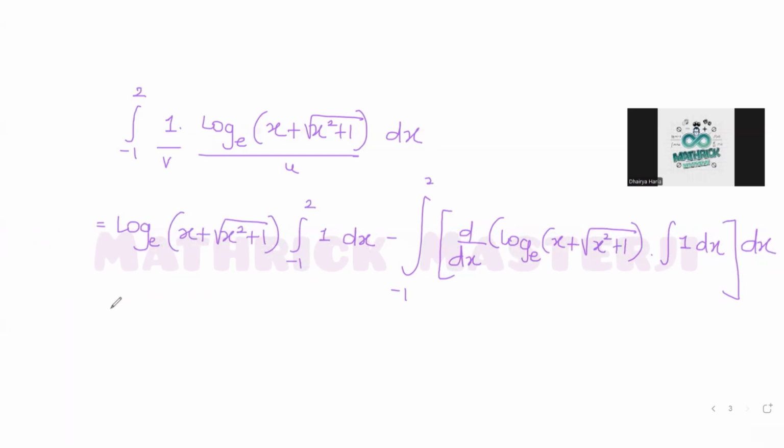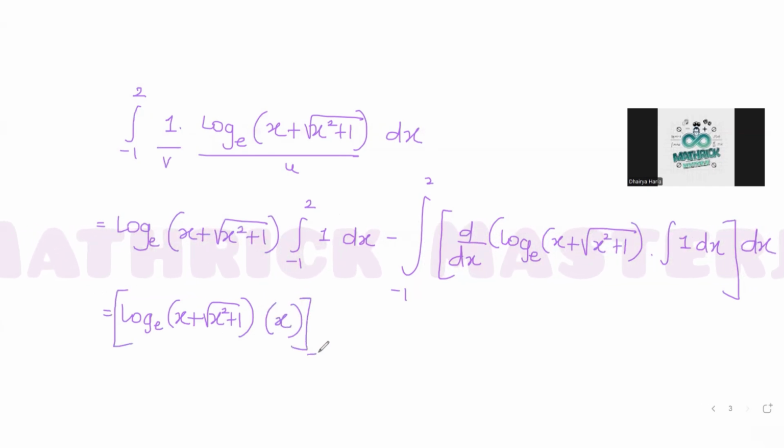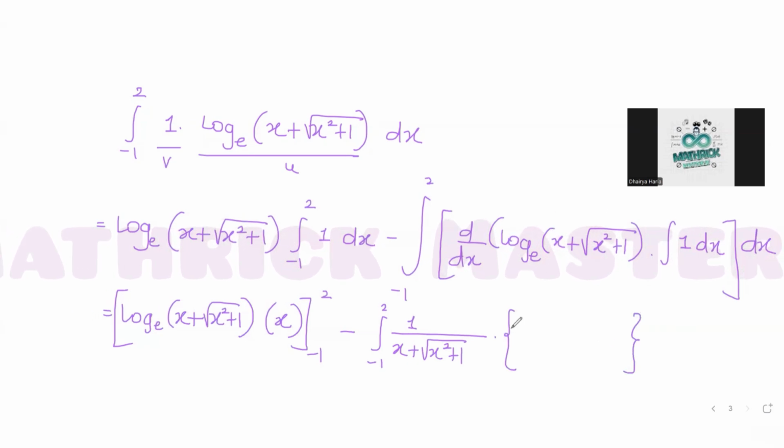Now let's solve this. We have log base e of x plus root of x square plus 1, and the integral of 1 is just x. The limits go from -1 to 2, minus the integral from -1 to 2 of the derivative of this entire thing. The derivative of a logarithmic function is 1 over that function, so 1 over x plus square root of x square plus 1, times the derivative of x plus root of x square plus 1, which will become 1 plus the derivative of root of x square plus 1. We know the derivative of root x is 1 over 2 root x.